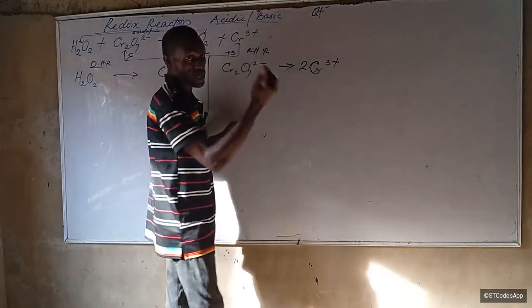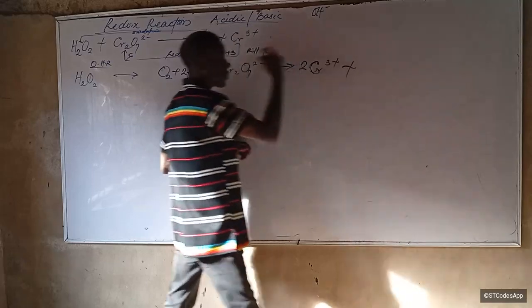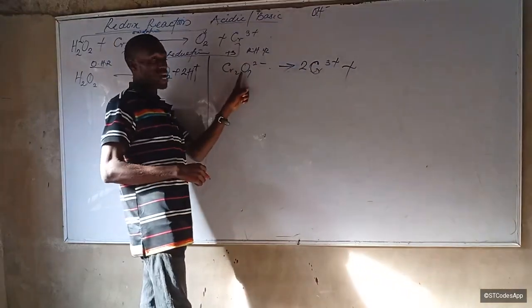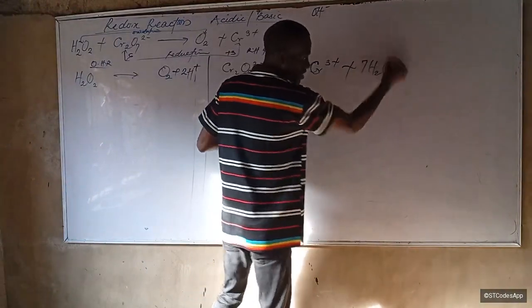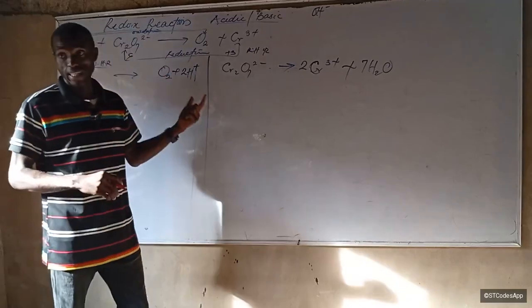So balance it last. How do you now balance oxygen? We come and add equal amount of water. How many oxygen do we have here? We add how many water? 7 water. We've done this in the beginning, right? So you see how it's balancing, right?